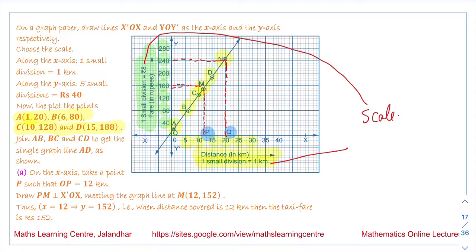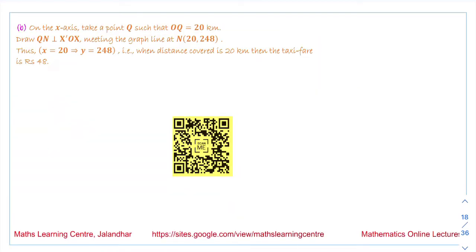Basically this is not 160, this is over here. So we are saying that corresponding to x is equal to 12, we will see that the value of y is 152. You will get the exact value when you plot these points, and corresponding to x is equal to 20, you will see from the graph that the value is 248.